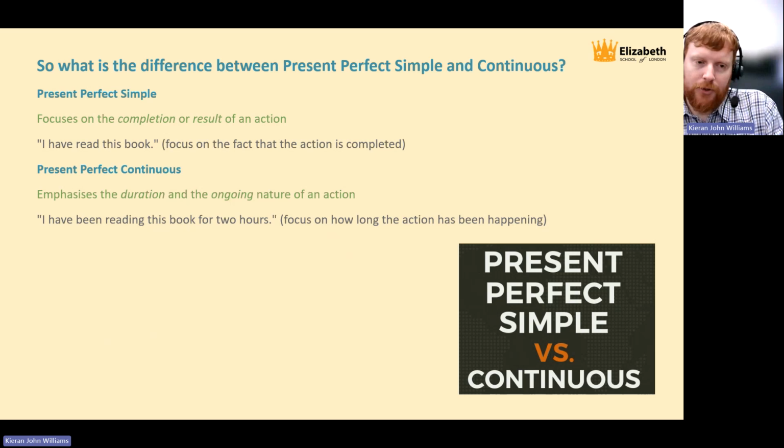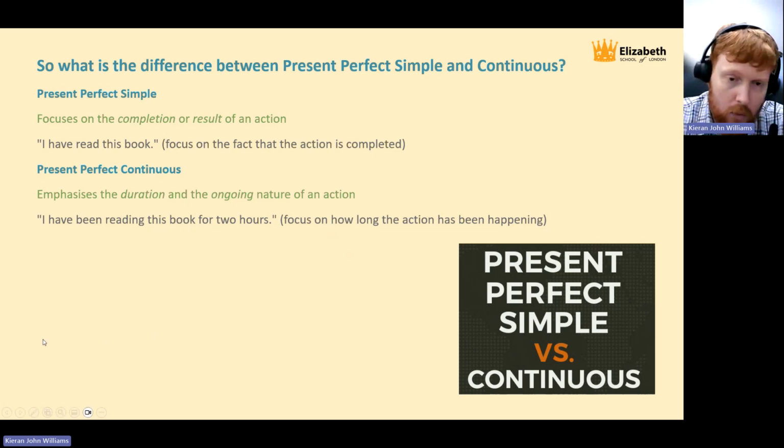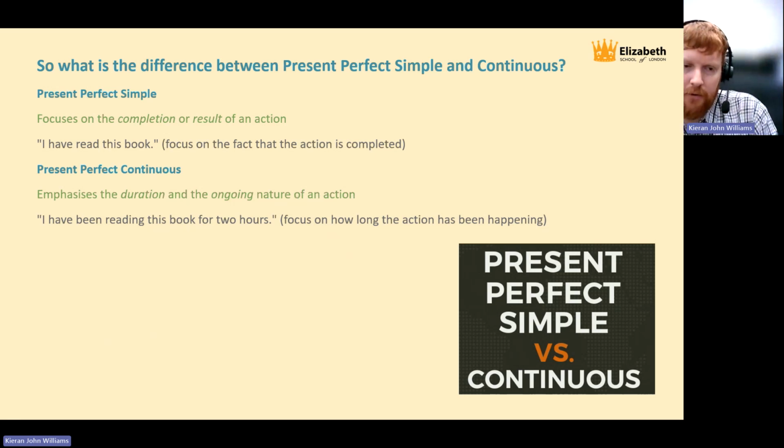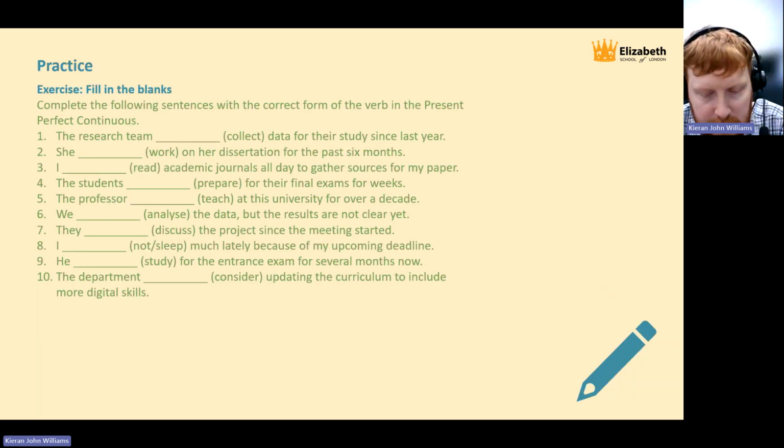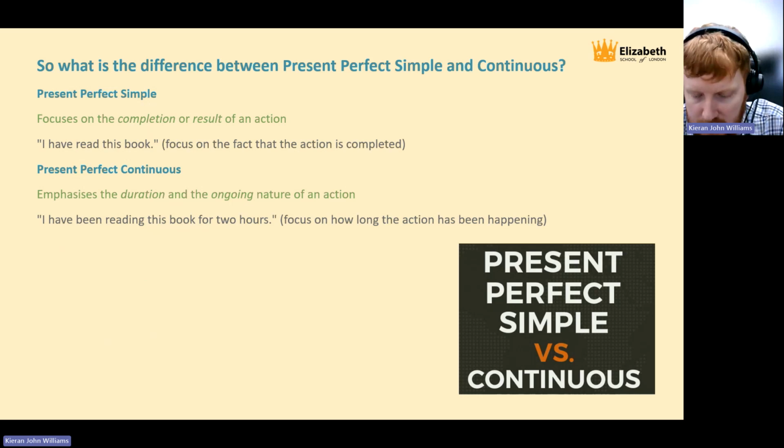Present perfect continuous focuses on the duration, how long, or the ongoing nature of it. So maybe it is still in progress. Okay. So if you would say, I have been reading this book for 2 hours, you started in the past and you are still continuing now, and you're focusing on the 2 hours part. It's been a long activity. Okay. So those are the clearest differences between the two.